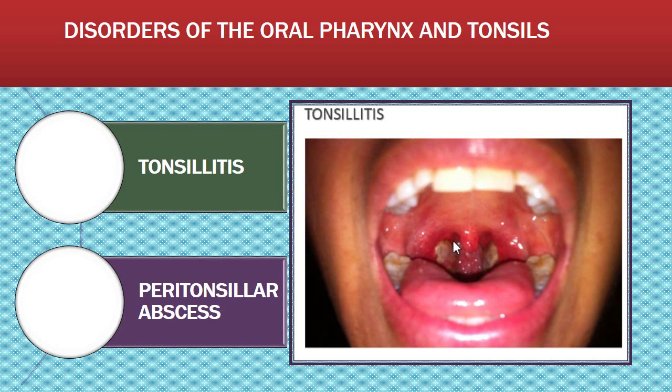The infection spreads from the tonsils to the surrounding tissue, and it causes an abscess. Outpatient management with antibiotic therapy is done. Sometimes they'll do a percutaneous needle aspiration of the abscess if needed, and then we may also surgically remove the tonsils.